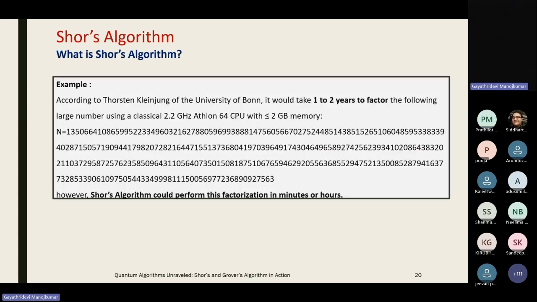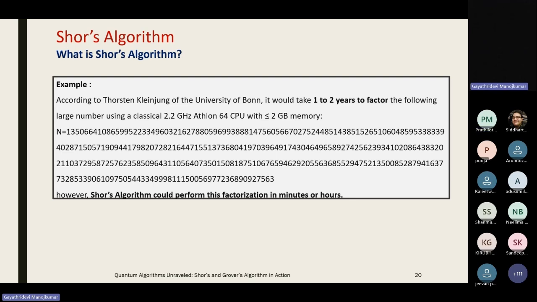For example, I'm just giving one number where we need to find the prime factors of it. It may take 1 to 2 years to factor that. But it was shown that with the help of Shor's algorithm, this factorization can be done in a minute or within hours.